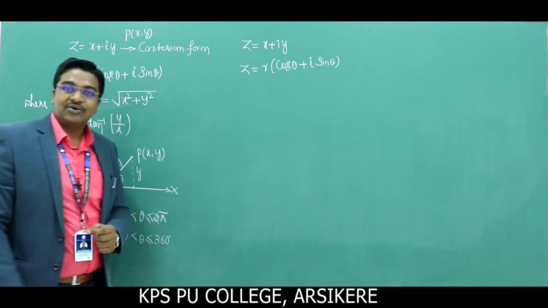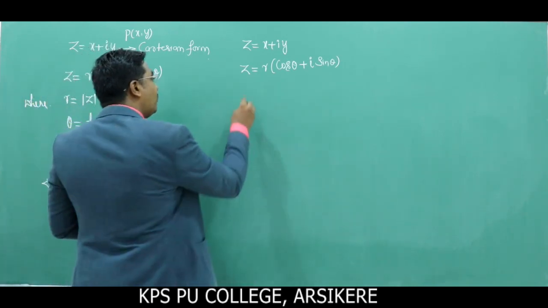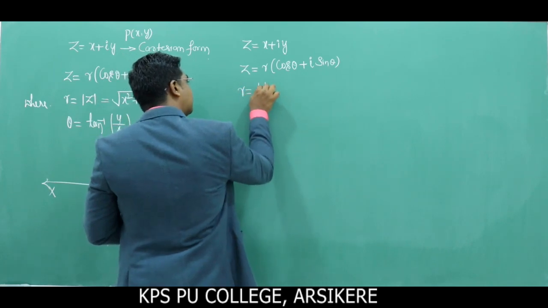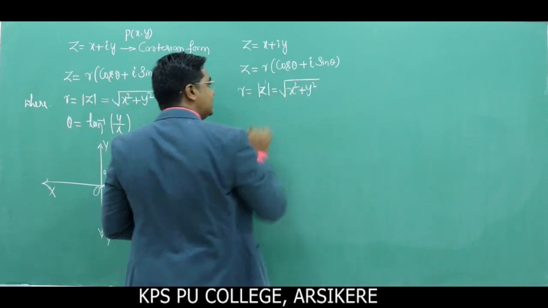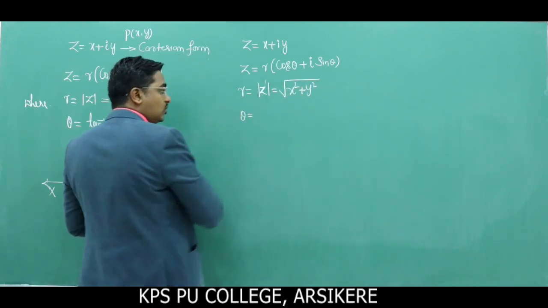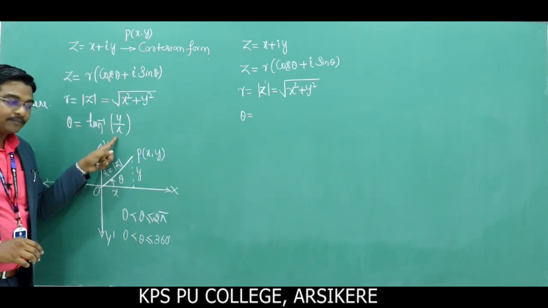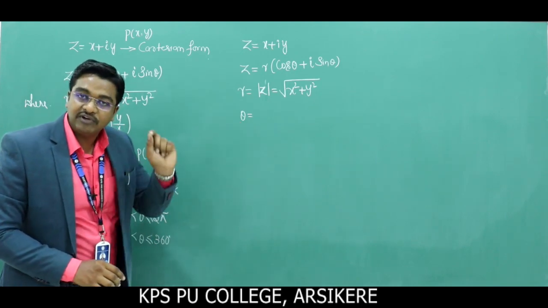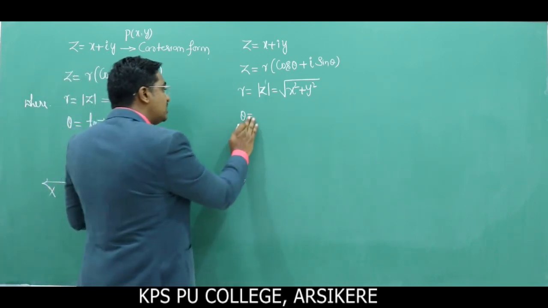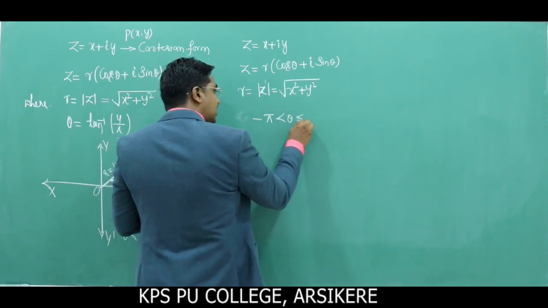We have z is equal to r times cos theta plus i sin theta, where r is equal to modulus of z, that is root of x square plus y square, and theta is tan inverse of y by x. But when you consider theta, we take the principal argument. What did we take? Principal argument. The principal argument is in between minus pi less than theta less than or equal to pi.